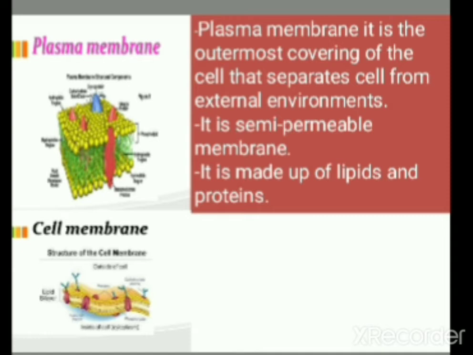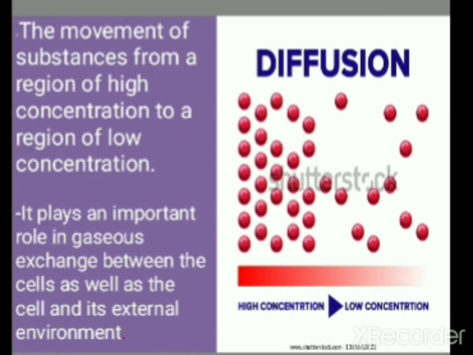There are two processes involved in the movement of substances, and we call them diffusion and osmosis. So what is diffusion? Diffusion is the exchange of gases between cells, as well as between cells and the other environment, which means movement of gases from a region of higher concentration to a region of lower concentration.